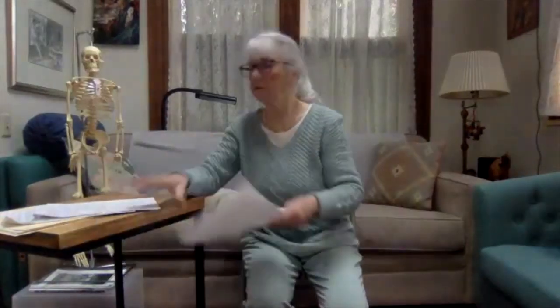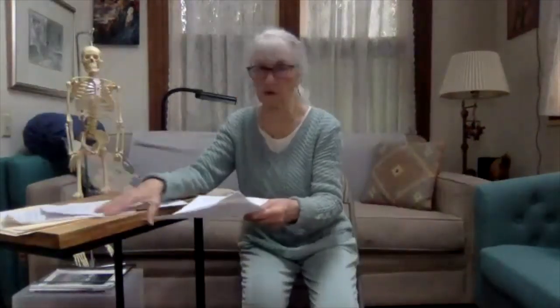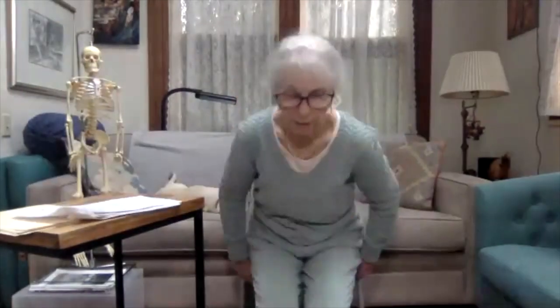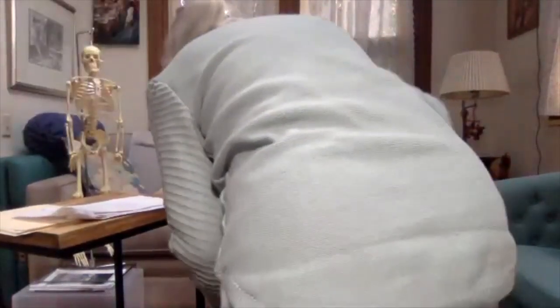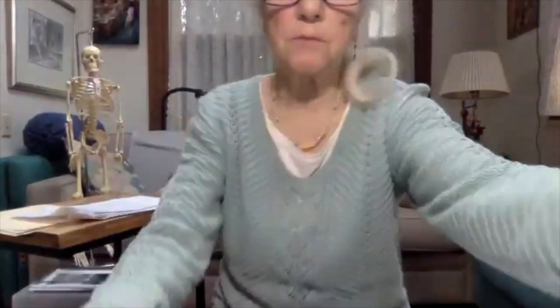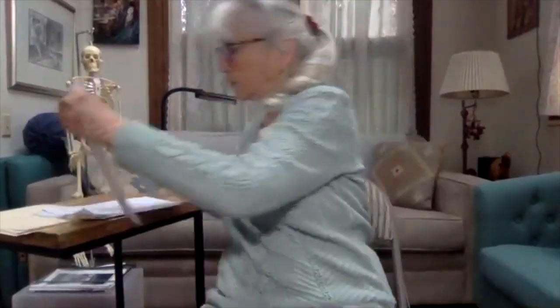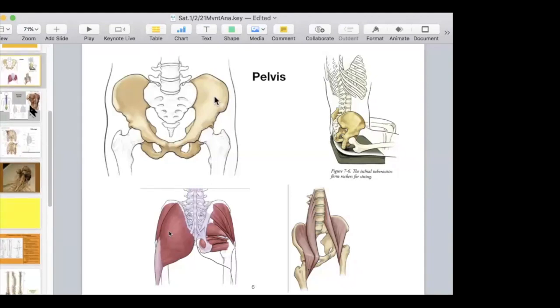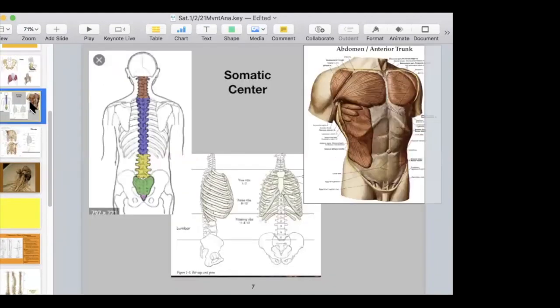Okay, we're going to go to the somatic center and do the six fundamental movements in the somatic center. Whoops, my rug is coming along. And I'm going to go back to some screen share. Okay, I'm going to go to the next slide.